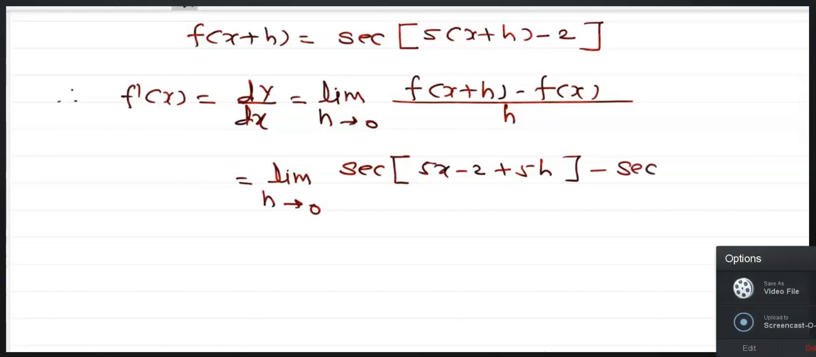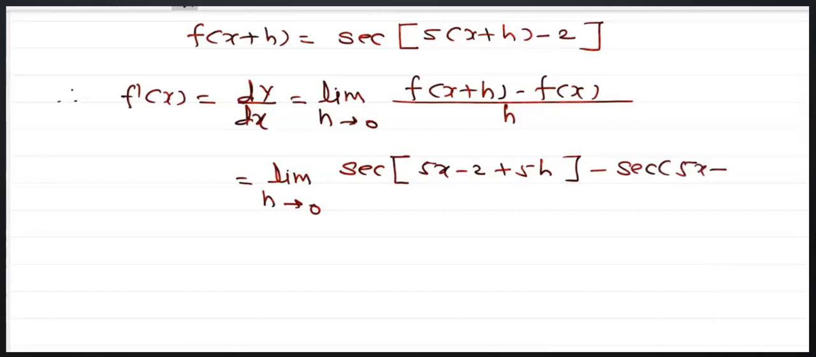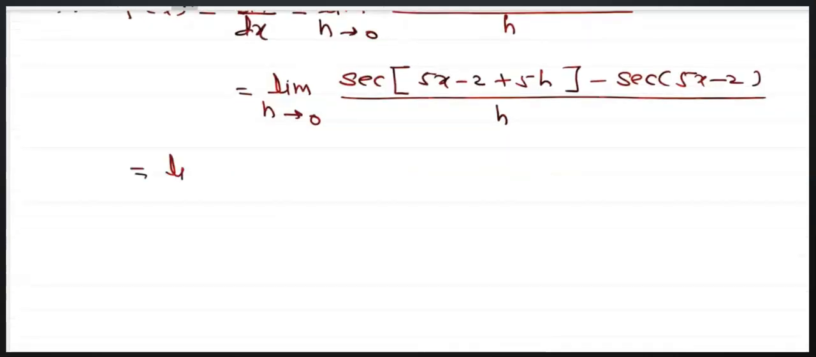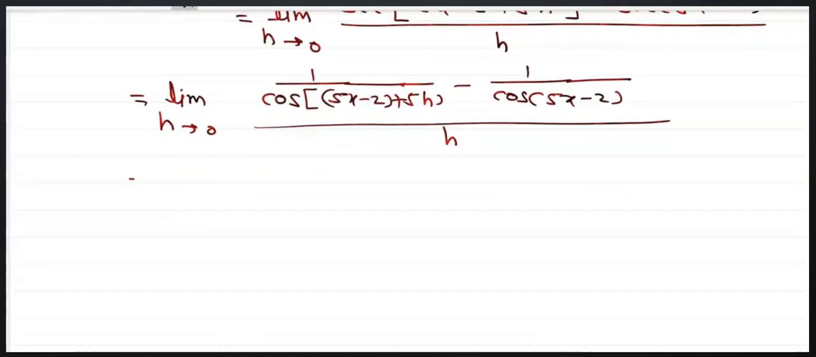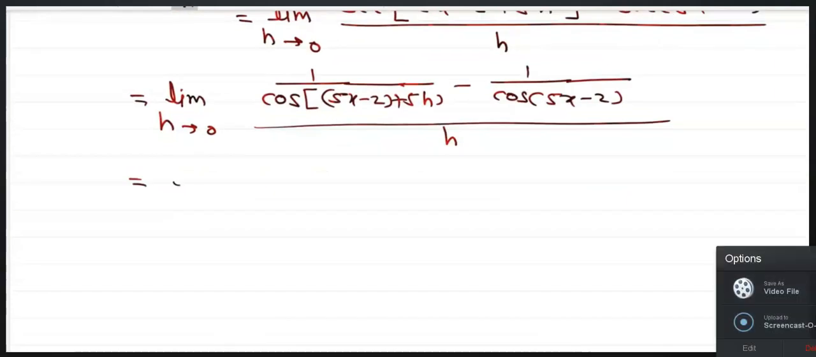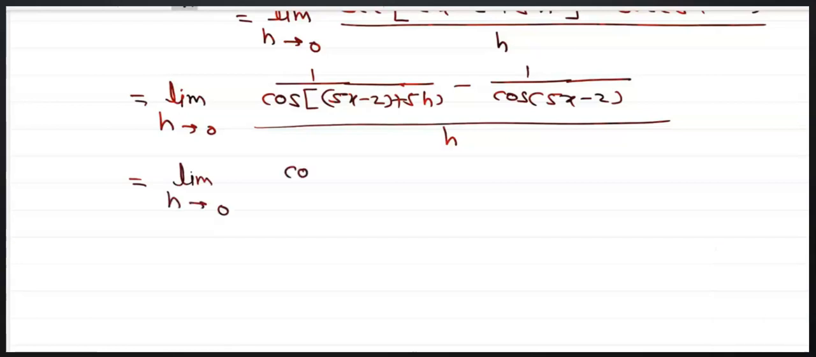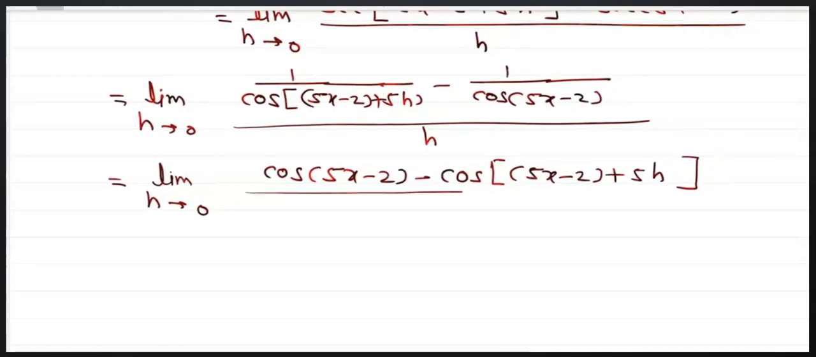Now limit h tends to 0, 1 upon cos of pi x minus 2 plus pi h minus 1 upon cos of pi x minus 2, upon h. Now again make here cross multiplication. That is, after making the cross multiplication, you will get these terms.